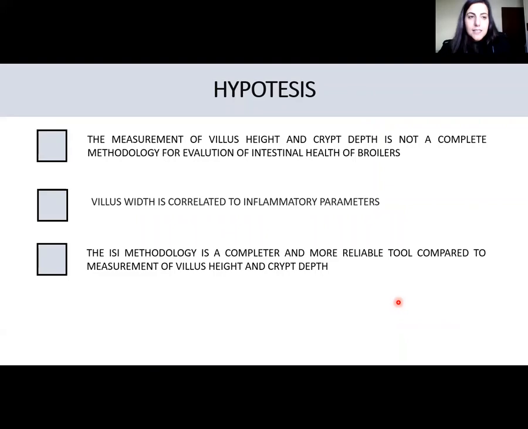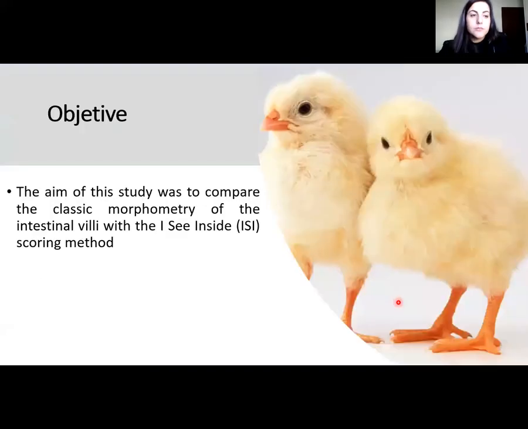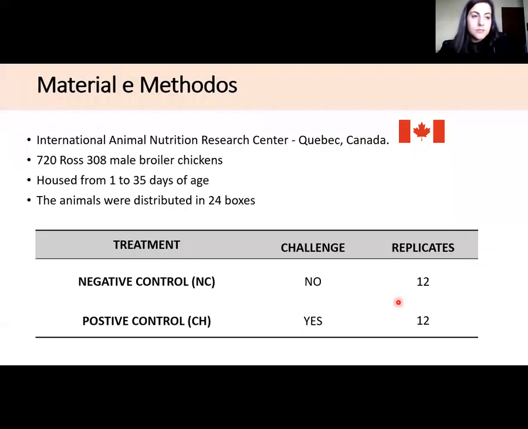Our hypothesis was that the measurement of villus height and crypt depth is not a complete methodology for evaluation of intestinal health of broilers, that villus height is correlated to inflammatory parameters, and that the ISI methodology is a more complete and reliable tool compared to measurement of villus height and crypt depth. So the objective of this study was to compare the classic morphometry of intestinal villi with the ISI method.